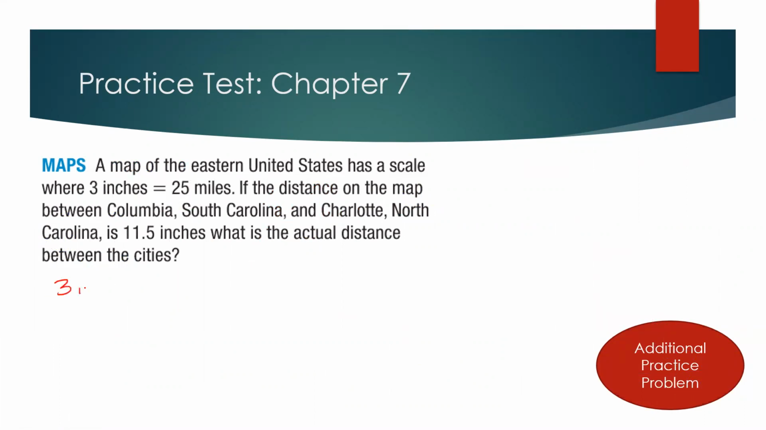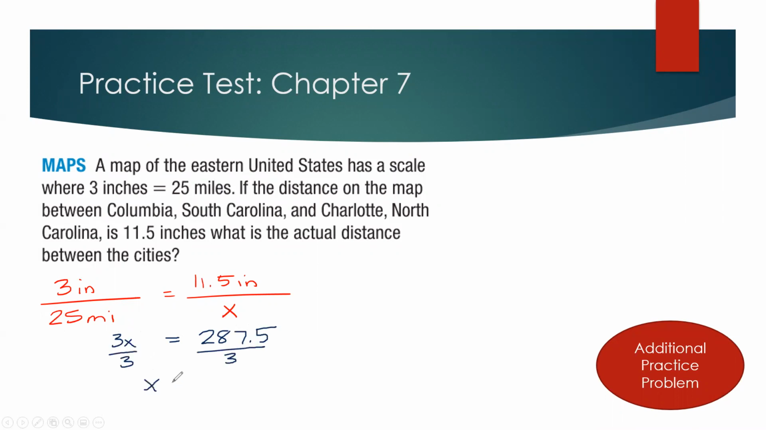So you know that 3 inches is equal to 25 miles, okay? We're going to set up our proportion. We want to know what 11.5 inches, how many miles is that going to be, okay? So we would cross multiply. 3 times x is going to be 3x, and then 25 times 11.5 is 287 and 5/10, and then you would divide both sides by 3. And x is equal to 95.8, and this would be miles, okay?